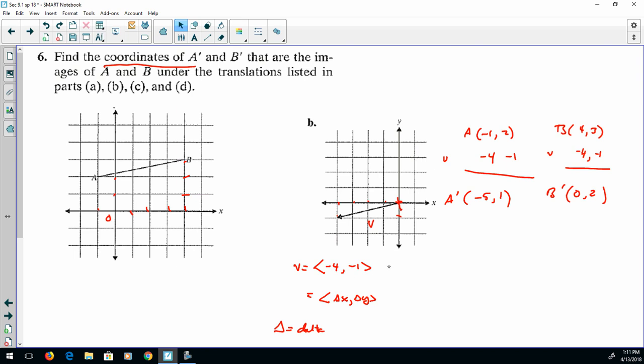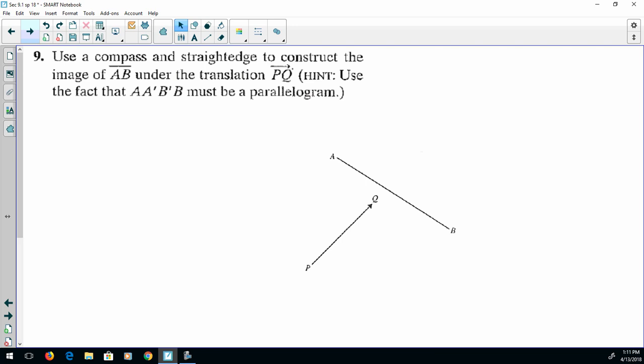Okay. Now I've assigned number 9, and I thought I'd help you get started on this. And maybe I am planning on working it out too much. I don't know. But you want to use a compass and a straight edge, okay, to construct the image of AB under the translation PQ. So everything's going to be shifted this amount. So it's going to be out here somewhere. Okay.